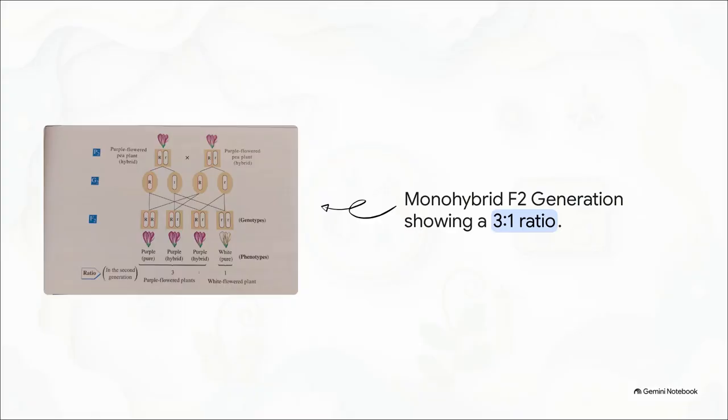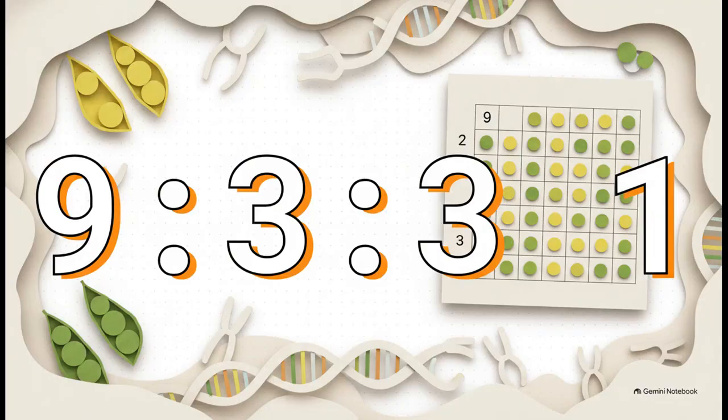Looking at a monohybrid cross in the second generation, you can literally see this math in action. By crossing 2 hybrid purple pea plants, the physical separation of those homologous chromosomes during gamete formation results in exactly 75% purple-flowered plants, the dominant trait, and 25% white-flowered plants, the pure recessive trait. Boom! There is our 3-to-1 ratio in action. But what happens when things get slightly more complicated?